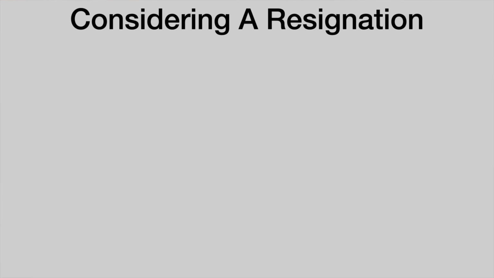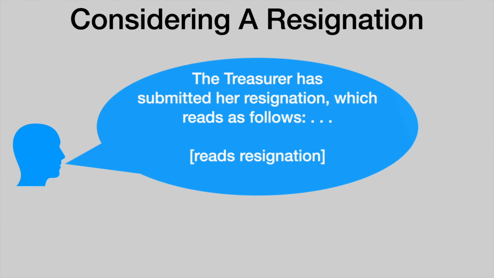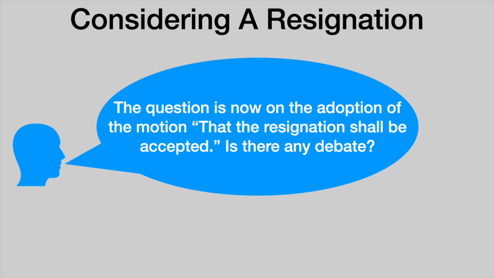So how does that work in a meeting? Let's take a look. The chair would say, the treasurer has submitted her resignation, which reads as follows. The chair would then read the resignation, unless it has been distributed to the members, in which case the chair would skip the reading of the resignation, unless any member demanded that it be read. Then the chair would say, the question is now on the adoption of the motion that the resignation shall be accepted. Is there any debate?